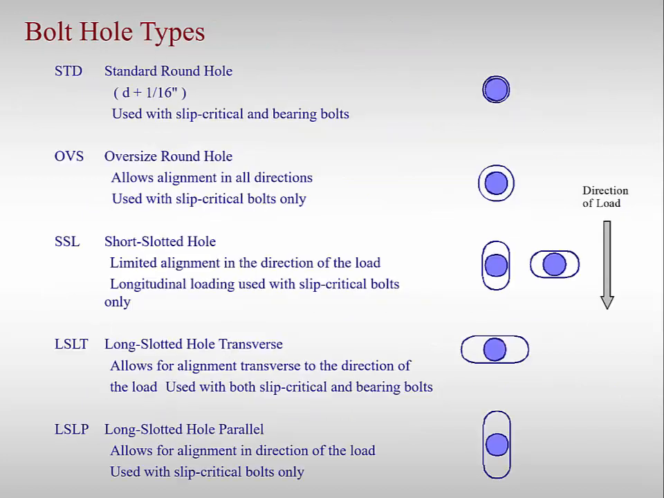This slide shows the different hole types and summarizes when each can be used. Note that if the hole is slotted, the slot must be perpendicular to the applied force if the bolt is designed for bearing. This has only the 1/16 inch oversize in this direction and behaves no differently than a standard hole. The corresponding resistance factors are also given in this slide.